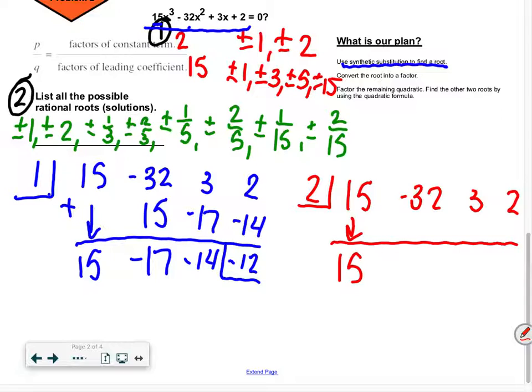Okay, 15 times 2 is 30. If I add these two, I get... what's 2 times negative 2? Negative 4. What's negative 4 plus 3? Negative 1. Times 2. What is my remainder? That's a 0.